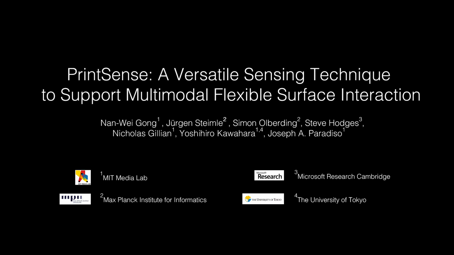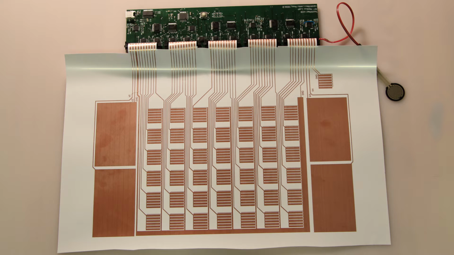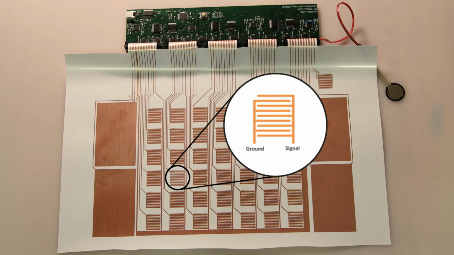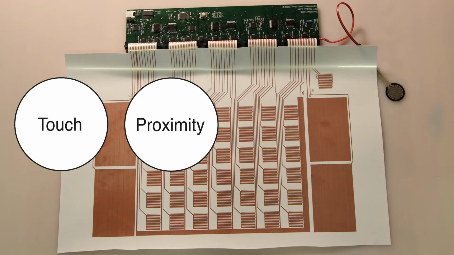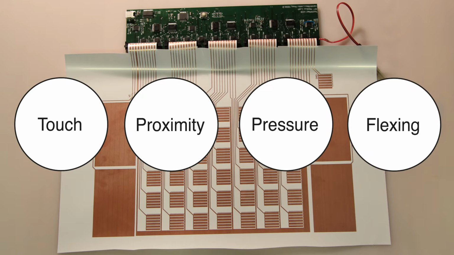PrintSense is a versatile sensing technique to support multimodal flexible surface interaction. It leverages temporal multiplexing of signals coming from a universal inter-digitated electrode design, which is printed as single-layer conductors on a flexible substrate. It supports sensing of touch and proximity input, and moreover, is capable of capturing several levels of pressure and flexing.